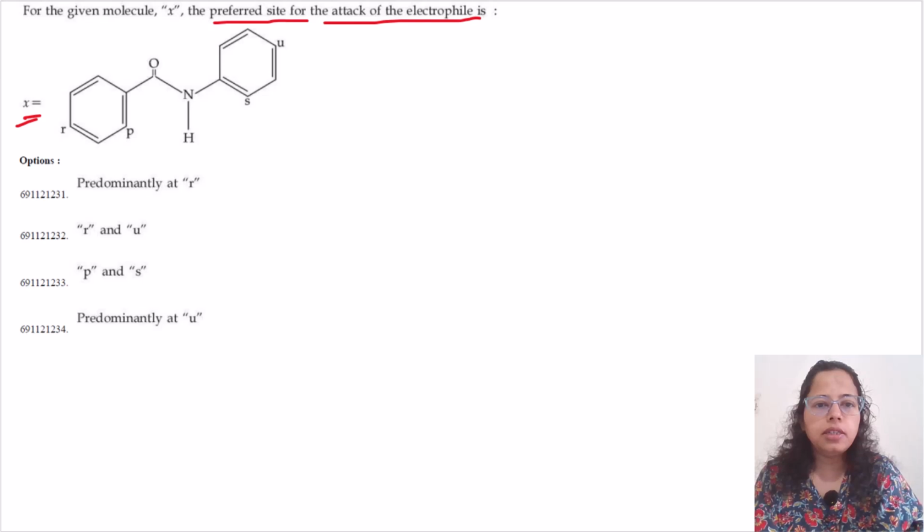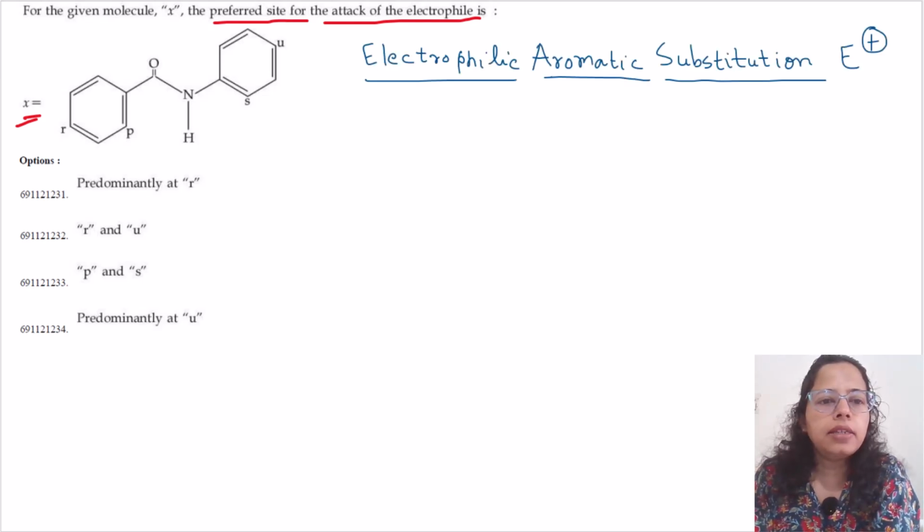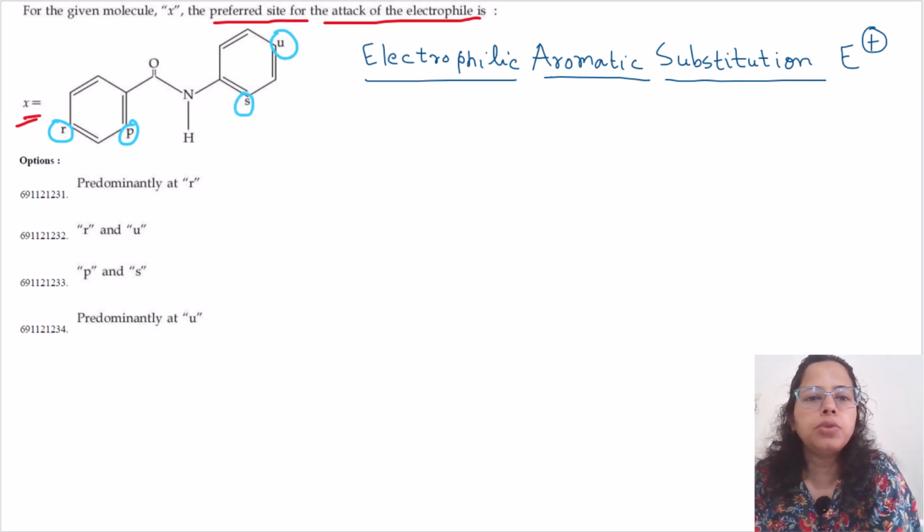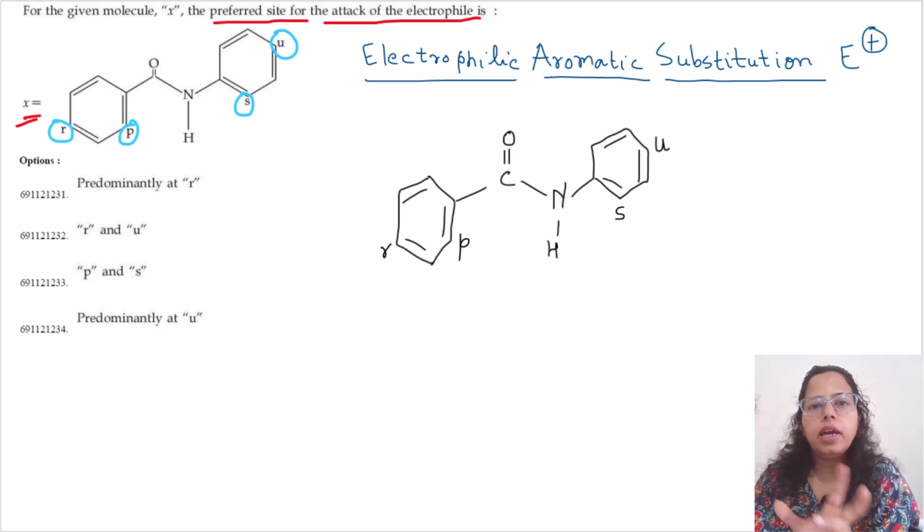As you can see in this structure, we have two aromatic rings and in between we have some functional groups. So basically we are being asked about the electrophilic aromatic substitution reaction. You can see the sites are labeled as R, P, S and U. Amongst these four sites, we are being asked to determine which should be the preferred site for the electrophilic attack. We will take one ring at a time.